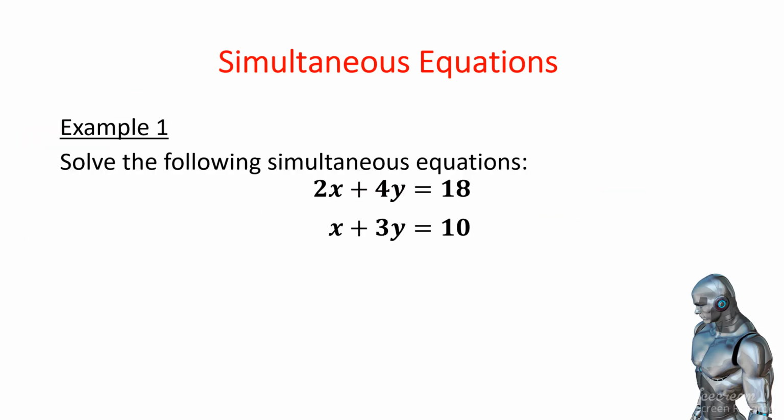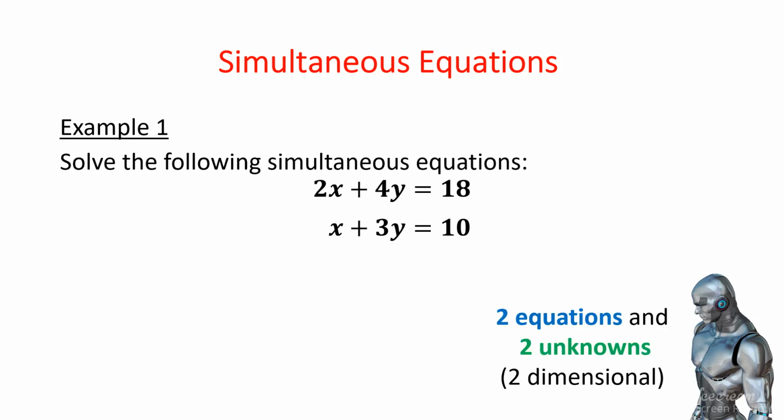Alright, let's get going with example 1. Solve the following simultaneous equations. 2x plus 4y equals 18 is our first equation, and our second equation is x plus 3y equals 10. Now we have two equations and two unknowns. Our two unknowns are x and y. If we only had one equation and two unknowns, we couldn't solve it. So we need to have two equations for two unknowns.